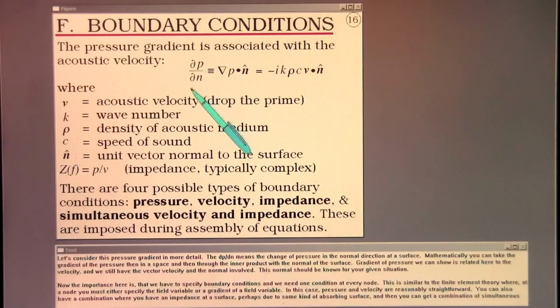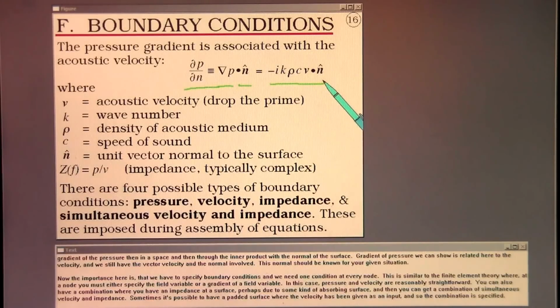dP dN means the change of pressure in the normal direction at a surface. Mathematically, you can take the gradient of the pressure in space and then do the inner product with the normal of the surface. Gradient of pressure we can show is related here to the velocity, and we still have the vector velocity and the normal involved. This normal should be known for your given situation.